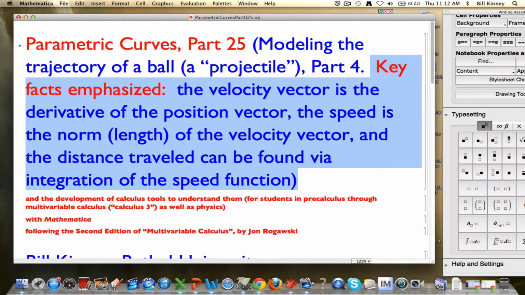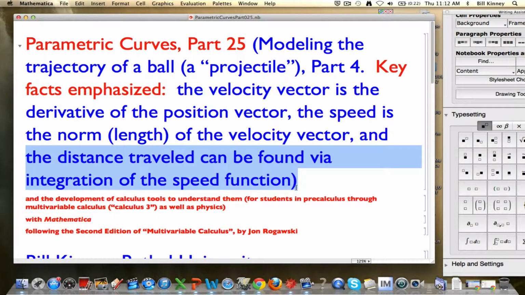And in this video, we're going to focus mostly on the fact that the distance traveled can be found via something called integration of the speed function. In the first 20 or so videos, I focused on motion along a straight line both at constant speed and at non-constant speed. And what I did was that I drew in some right triangles and used the Pythagorean Theorem, really the distance formula, to find what I call dist of t. That's the distance traveled function. It tells you how far you've traveled from time 0 to time t.